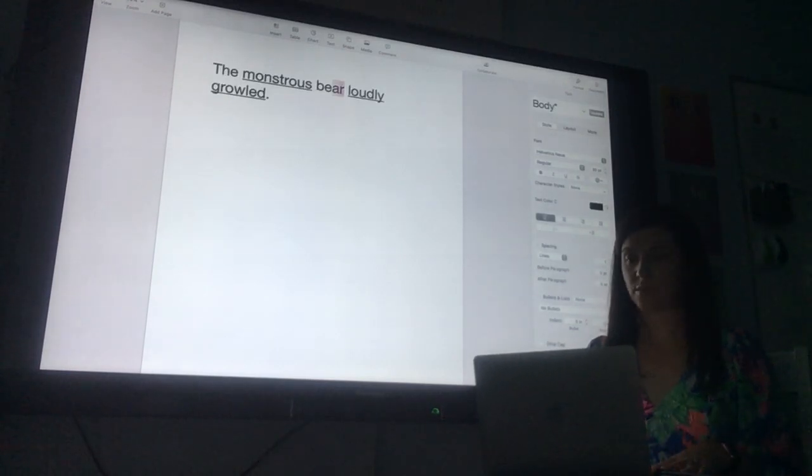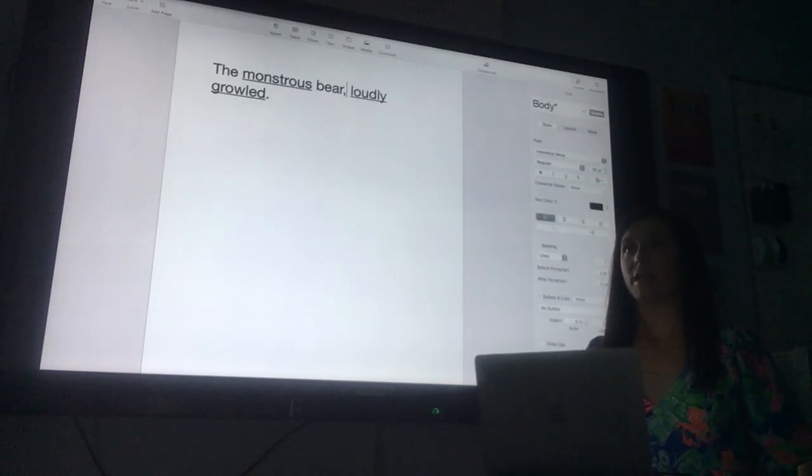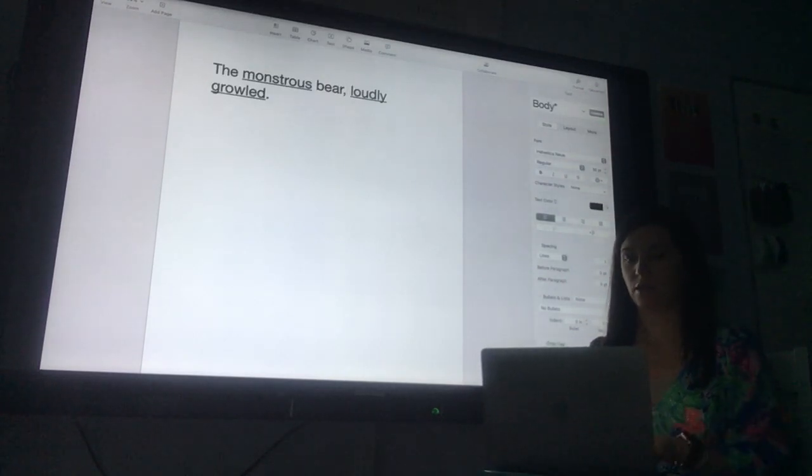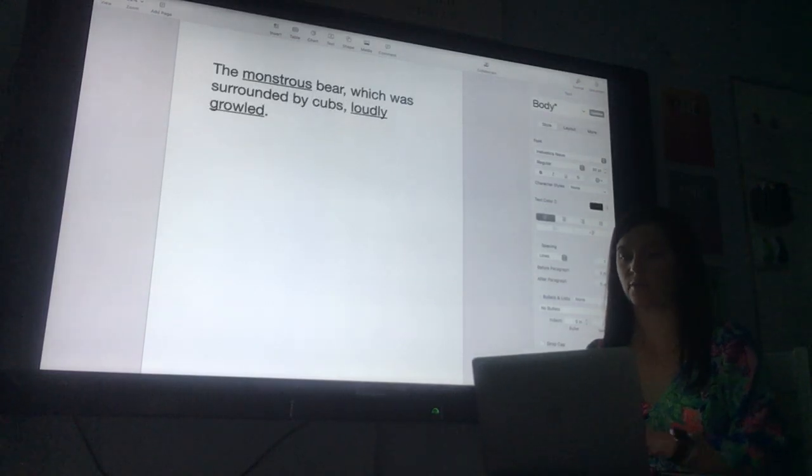So I'm going to go ahead. This is my only noun. I'll get my cursor behind it. This clause is separated by commas before and after the clause. So I'm going to go ahead and put a comma. All right, is a bear a who, a person, or is it a which? It's a which, right? It's not a person. The monstrous bear, which was surrounded by cubs, comma, loudly growled.